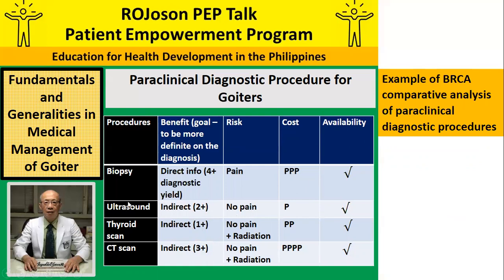Another comparison, this time adding biopsy, which is another paraclinical diagnostic procedure. Compared to the other 3, it has the most direct way of getting the information. Direct information can be gotten, so that's why it has a 4+ diagnostic yield. The risk here is that there's a little pain, and then the costs are placed here. So if you were to choose the most cost-effective one here, unless the patient does not want any pain, biopsy is the most cost-effective one.